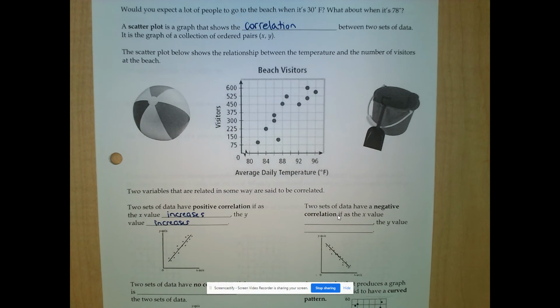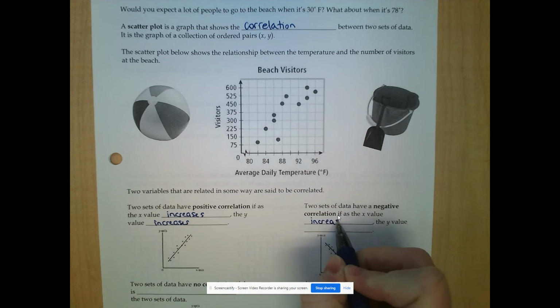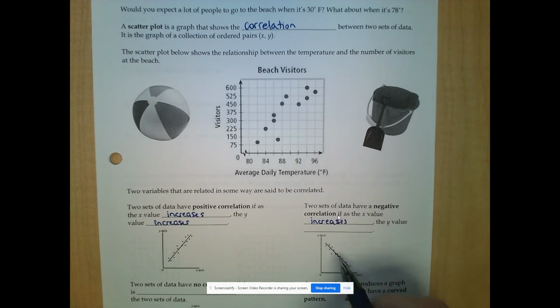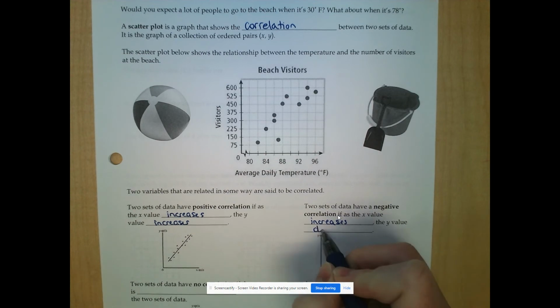Two sets of data have a negative correlation if as the x value increases, so as I move to the right, the y value, watch what happens, as I move to the right, the y value is going down or decreases.